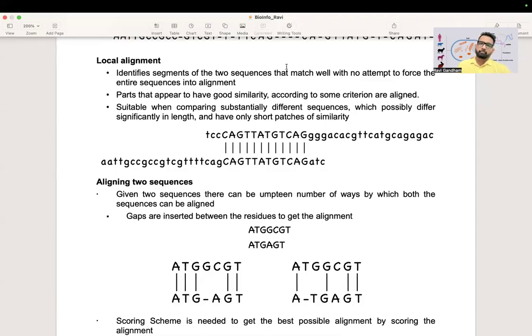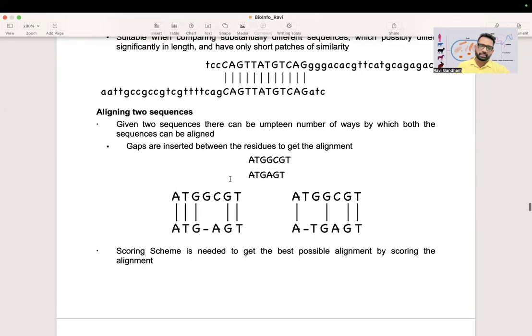Hello, everyone. In the previous class, we finished and looked at the differences between the global and local alignment. In this class, we look at aligning two sequences and getting the best alignment possible. So what do I mean by that?